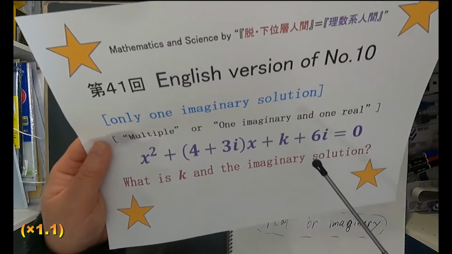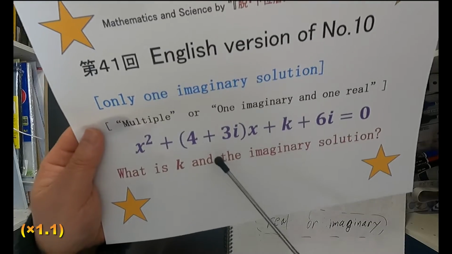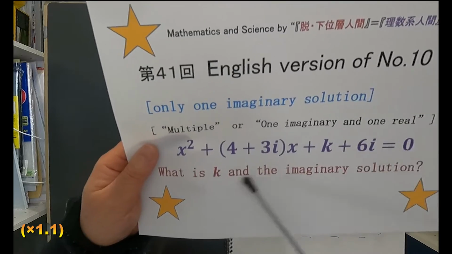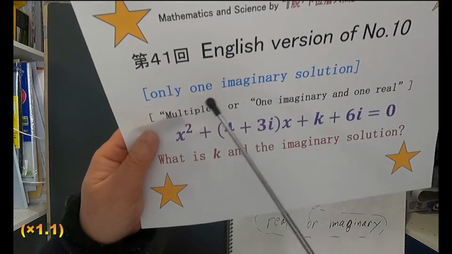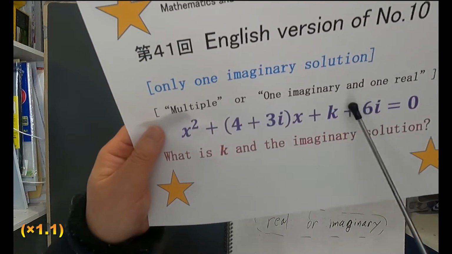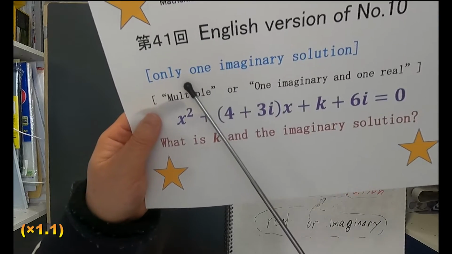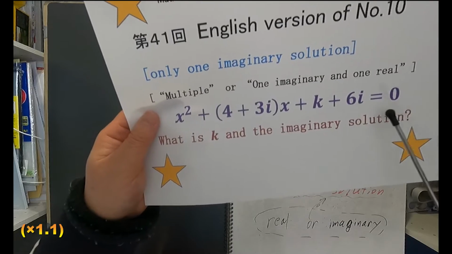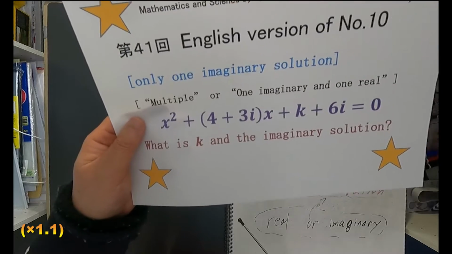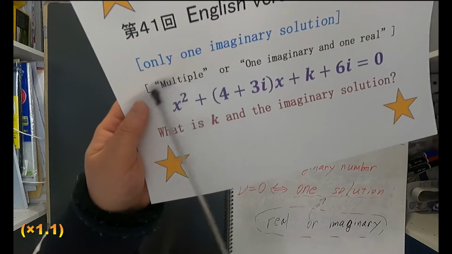This is an unusual case because the coefficients include imaginary numbers, and the problem requires that this equation has only one imaginary solution. Multiple roots are okay, and one imaginary and one real solution is okay. Anyway, the imaginary solution is only one. It is an unusual case. So let's start. At first, we consider the multiple root case.